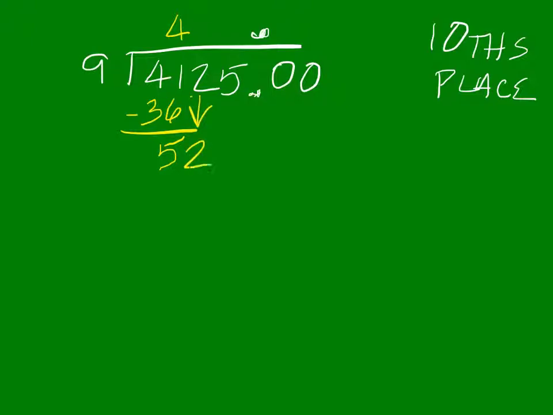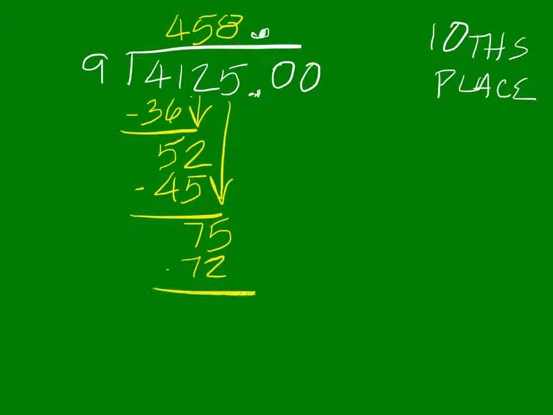Bring down the 2. 9 into 52, how many times? 5. How much is that? 45. What's left over? 7. What do I do next? How many times will 9 go into 75? 8 times, and how much is that? 72. What's left over? 3. What next? Bring down the 0.